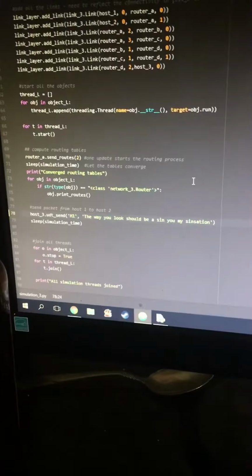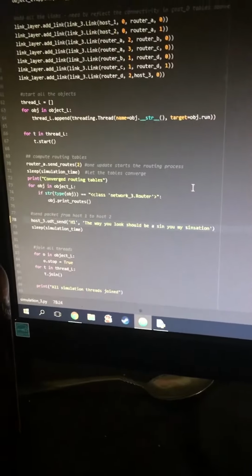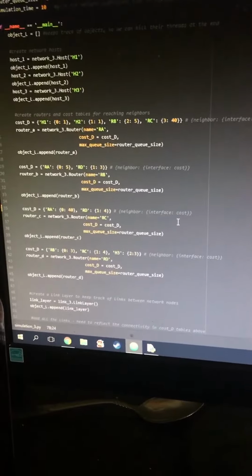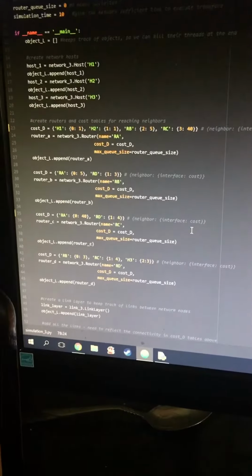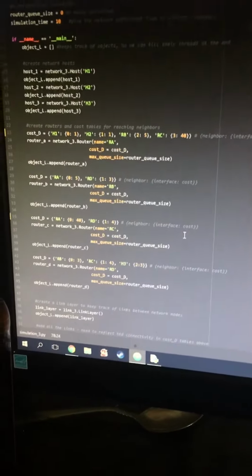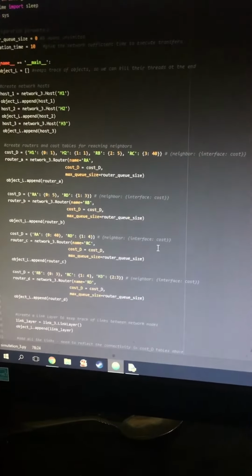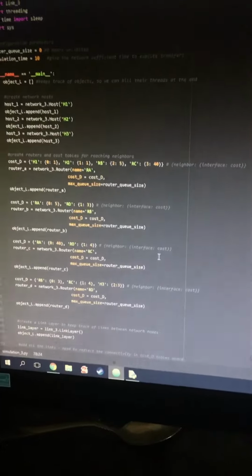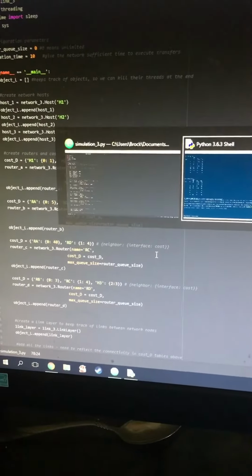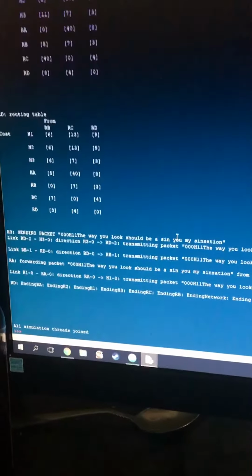So here we're sending a packet from host 3 to host 1. "The way you look should be a sin, you my sensation." The cost of router C to router A is 40, so by using the distance vector algorithm, we're going to avoid router C and route our packet through router B instead. And here that's exactly what it does.